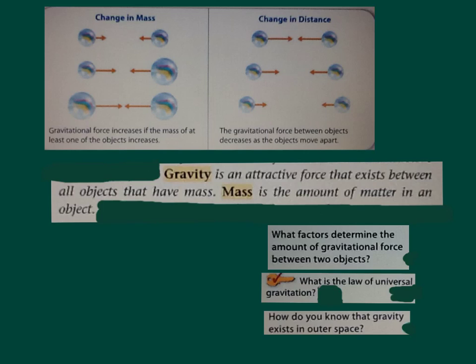Okay, so I want you to write those 3 questions down and make sure that you're answering them to the best of your ability from the information that we've just talked about. And also maybe think about a reading check question from the information also, which says, what effect does distance have on gravity? Okay, we'll be talking about that one in class.